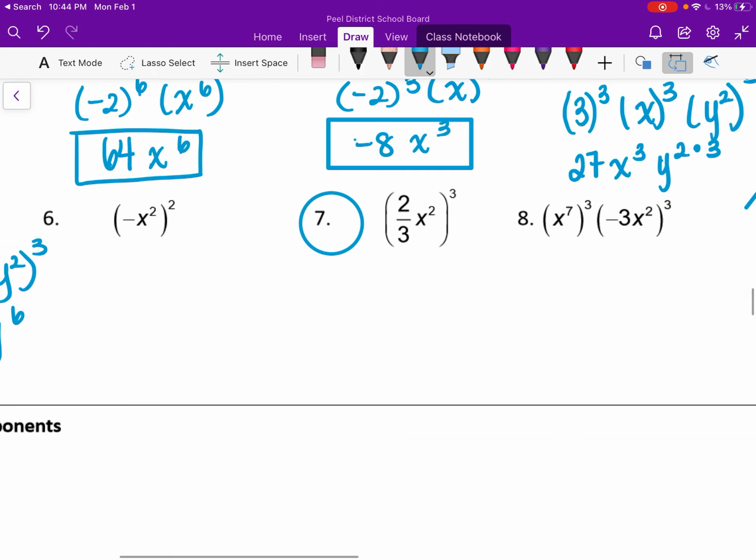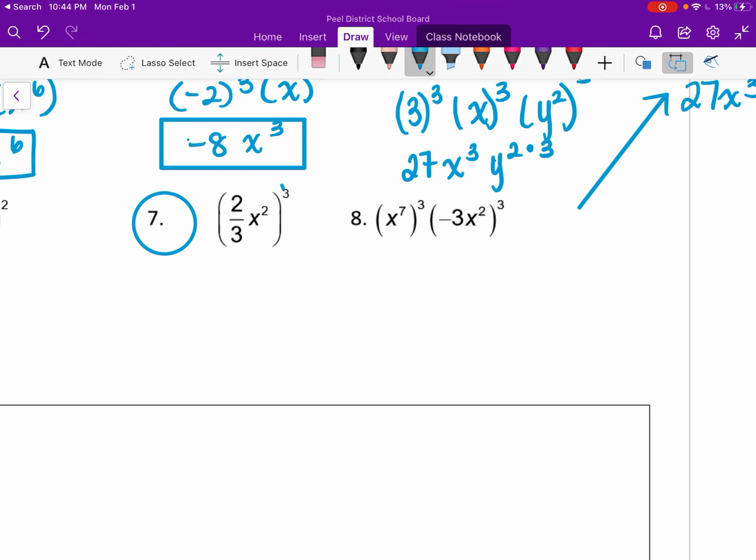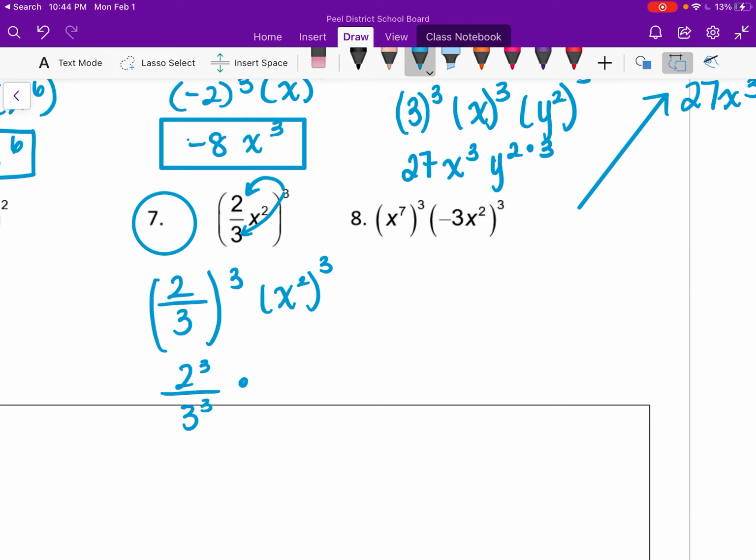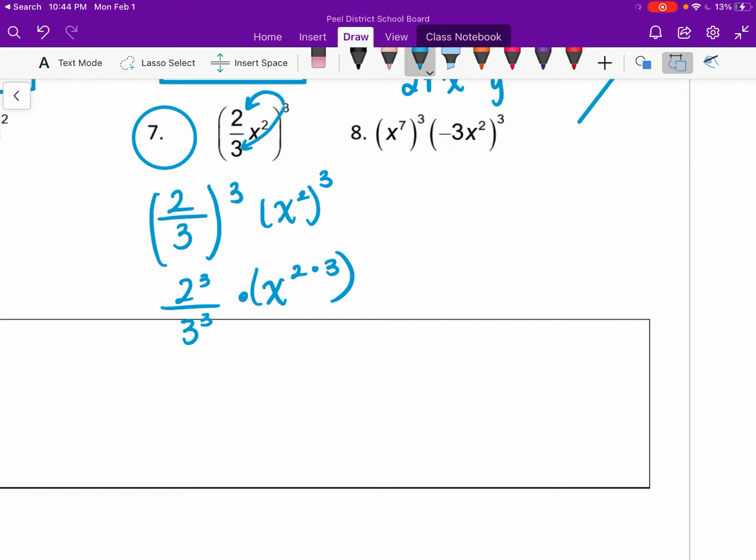Okay. Let's do 7. So when you have this, you know that you need to apply it to both, because this is the same thing as saying 2 over 3 cubed. Then you have x squared cubed. So let's do 2 cubed over 3 cubed multiplied by x, 2 times 3. Right, so 2 cubed is going to give me 8 over 27 multiplied by x to the 6.